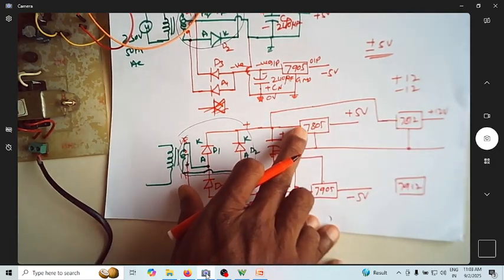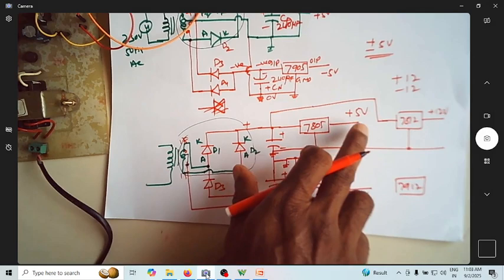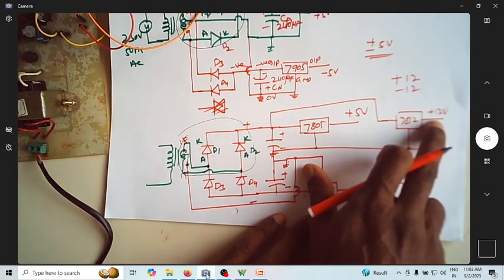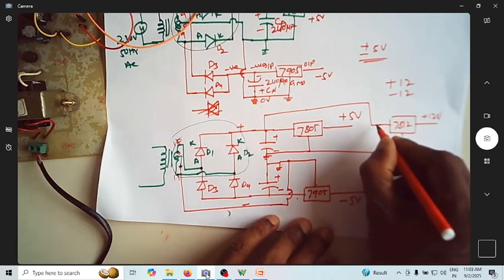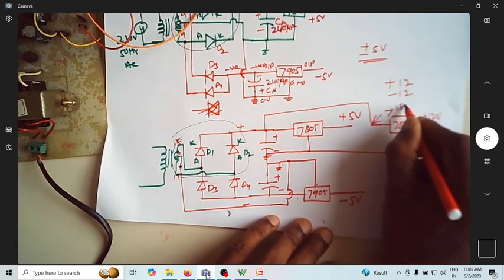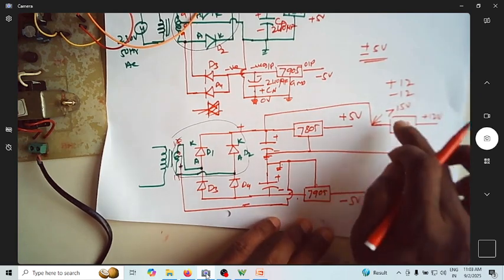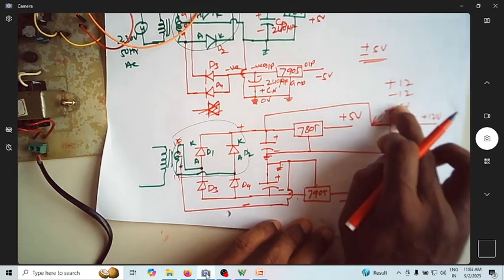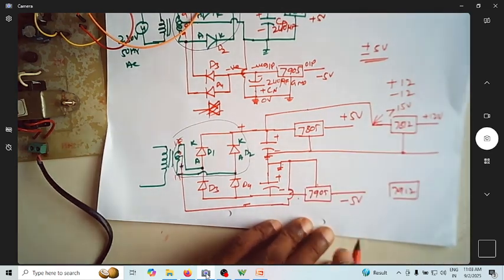Whatever input you are giving to 7805, you give the same input to 7812, and you'll get plus 12 volt. Of course, what should be the amplitude here? The amplitude should be more than around 15 or 16 volts. The minimum peak voltage should be more than this. So then you are going to get plus 12 volt.